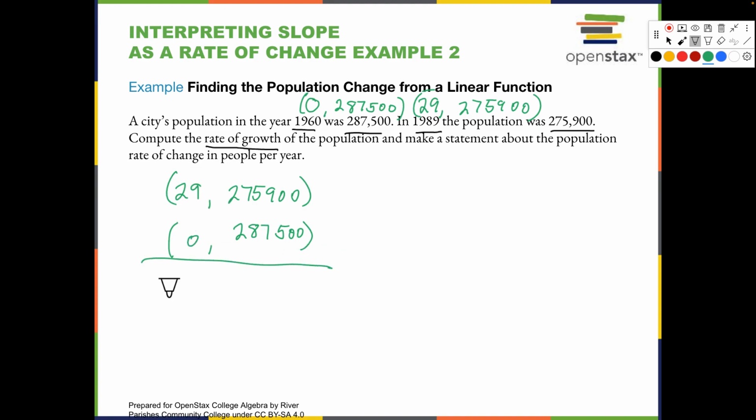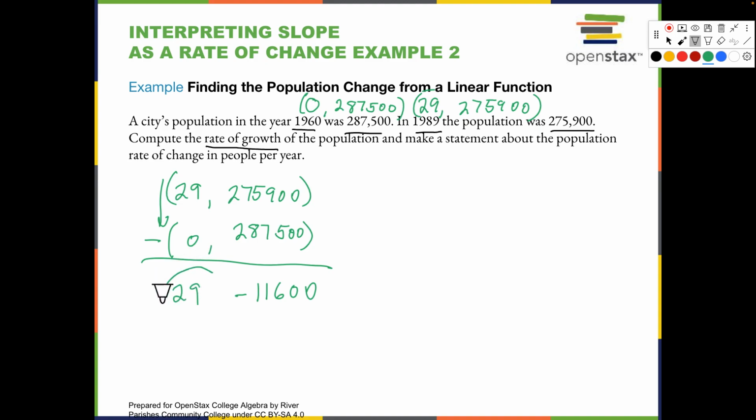So 29 minus 0 is 29. Right, we're going to subtract them. Ooh, they lost people, so 275 minus 287 is actually going to be a negative number. And that's what? 10,000, 11,400, something like that, maybe. Maybe I better have someone use their calculator because sometimes I get these wrong. So 275, negative 11,600. Okay, I went the wrong way.